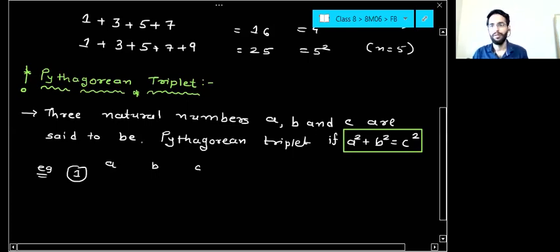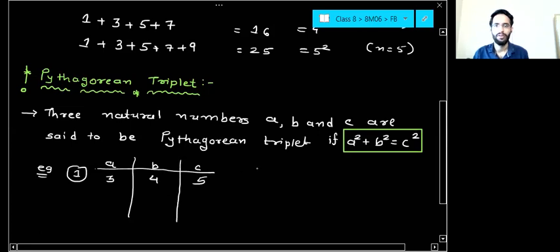3, 4, 5. Very good. So if I'm taking A as 3, B as 4, and C as 5, let us check here for 3, 4, 5 whether we can satisfy this condition or not. Here A square plus B square, that is 3 square, 9, plus 4 square, 16, it is 25. And C square is also 25. Yes, so it is satisfied here for these three values.